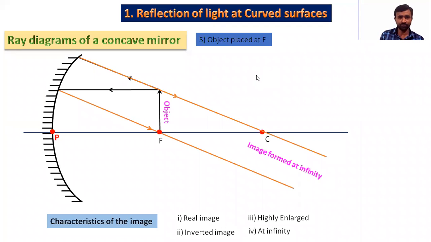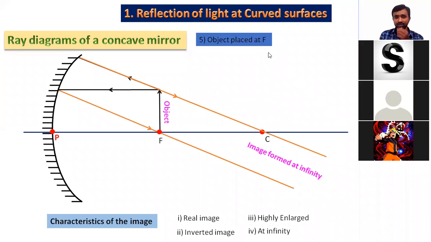Then any confusion in the previous topic, that is, object placed at the focus, focal point? Any confusion in drawing the ray diagram? Use your quick reaction or ask me if there is an issue. If it is clear, we will go for the next position to draw the ray diagram.